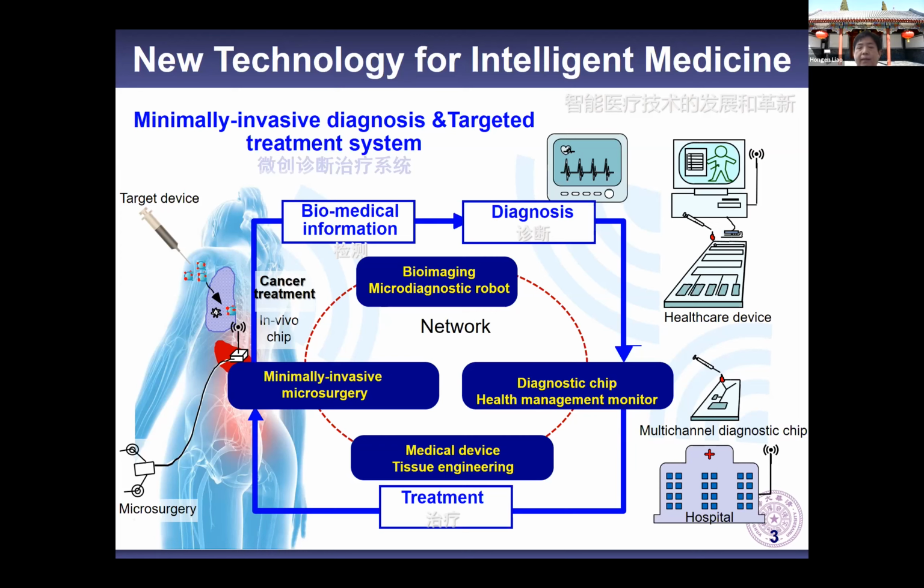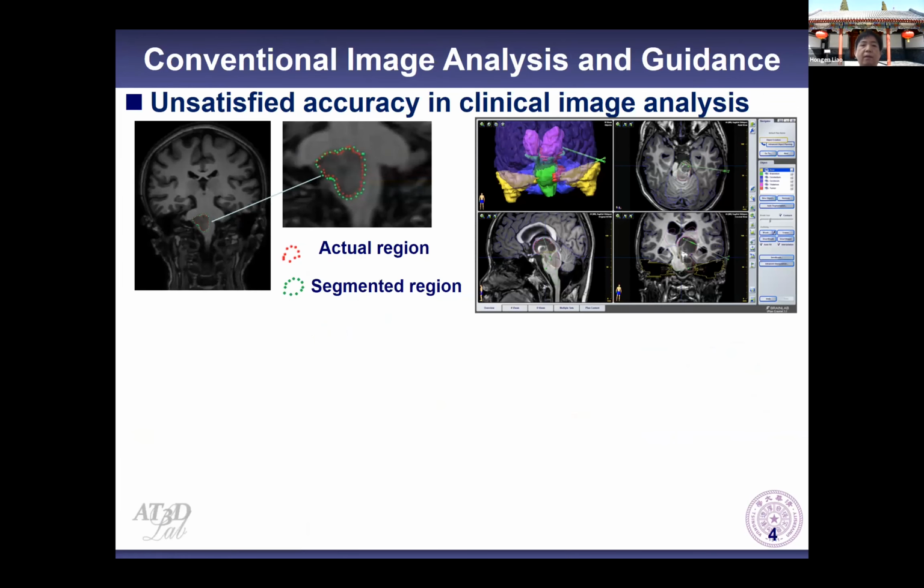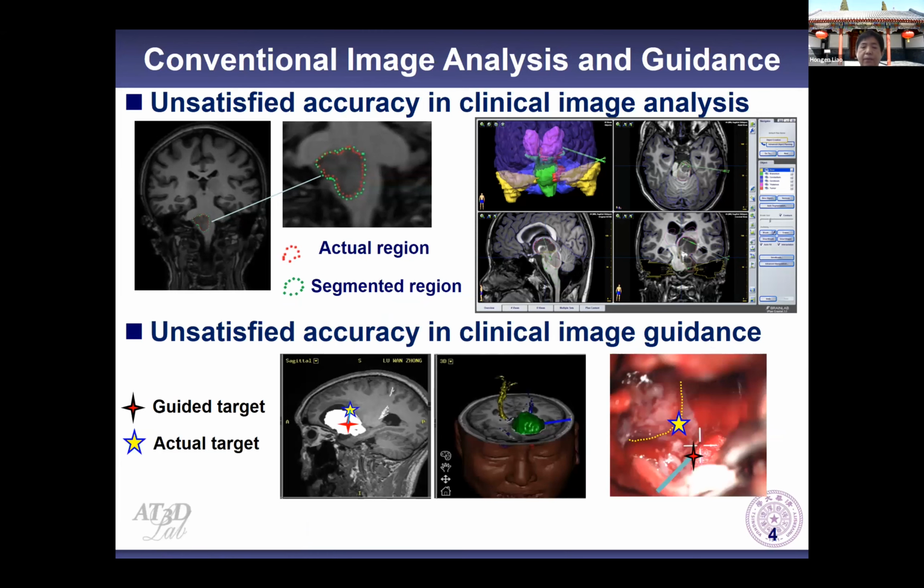So how can we combine this kind of technique for very precise and high accuracy treatment of the target? We can see a lot of conventional image analysis and guidance techniques. But the problem, as I can show here, is that when we use the image for image guided surgery, the position of the image and the real position of the target, for example the tissue or the tumor, are different from each other.